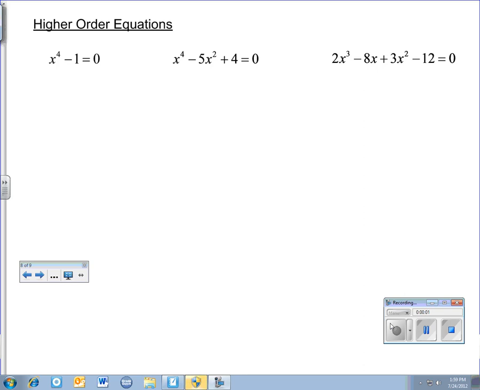These equations are called higher order equations because most equations we solve are with x to an exponent of 1, or an x squared equation, which is a quadratic equation we know. But here we're talking about equations where the exponent of x is larger than 2. Like our first example, we have x to the fourth minus 1 equals 0.